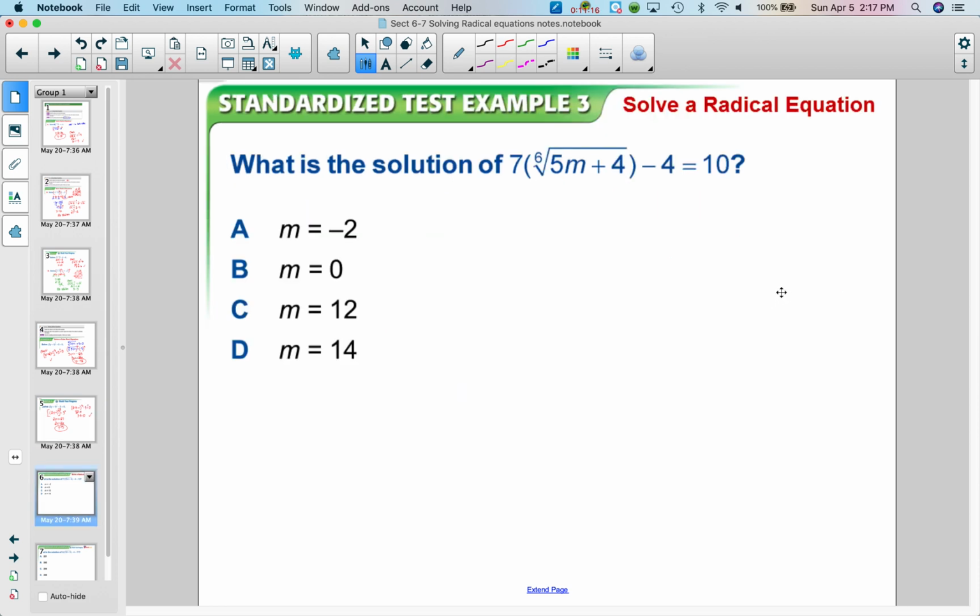So this one looks really complicated, but it's not. So don't let it freak you out. Notice that this is 7 times. So the problem starts right here. So we have to isolate the radical. So the first thing I do is add 4. So I'm going to leave the 7 here. It's the 6th root of 5m.